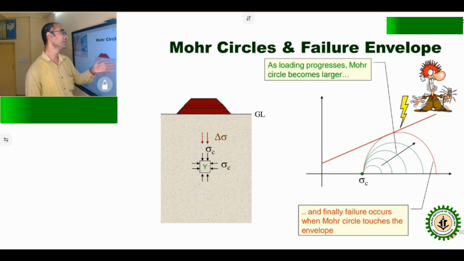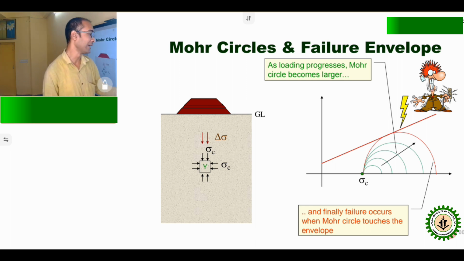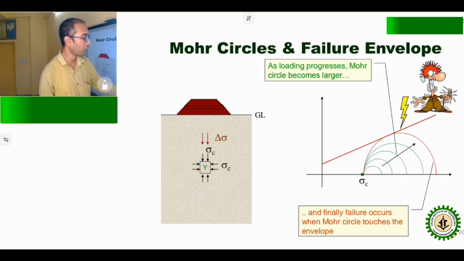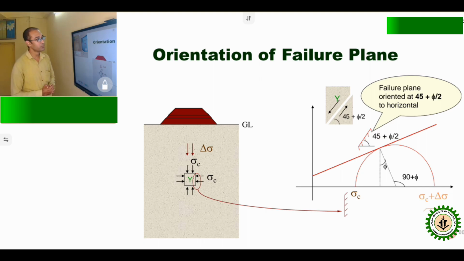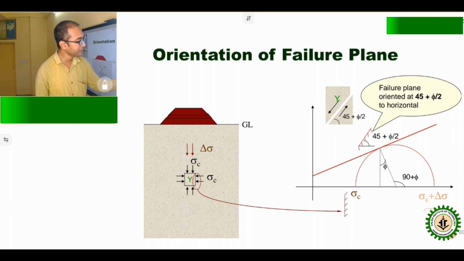As loading progresses, the Mohr circle will become larger. See this way, initially the circle is lower and it is increasing due to the loading increment. So the failure plane is oriented at 45 degrees plus phi by 2. Like this way, the Mohr circle will fail. In this region, relative to the horizontal, it will be at an angle of 45 degrees plus phi by 2.